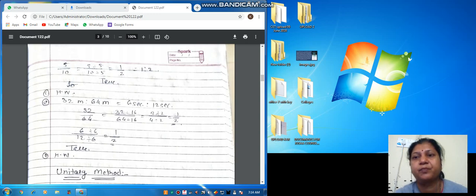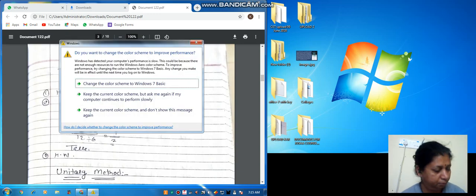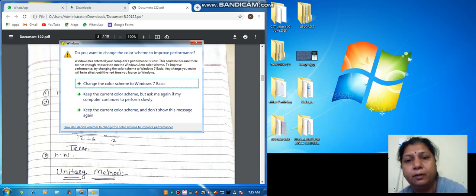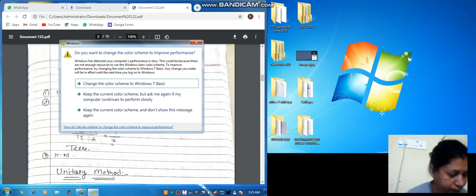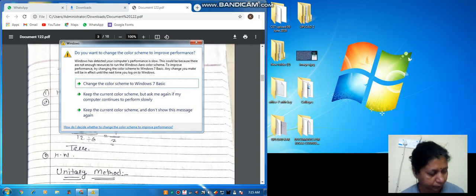E example you have to take as homework. Fine. So before starting the unitary method, I think this is our next topic. We have completed 12.2, right?